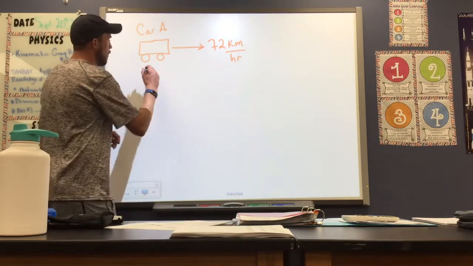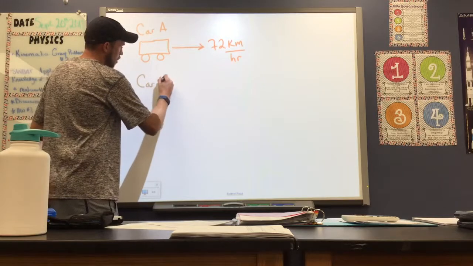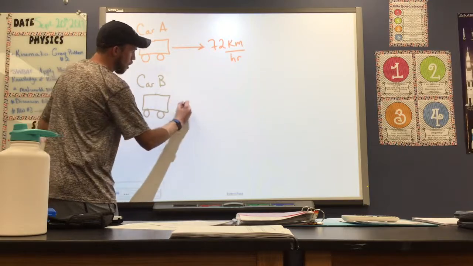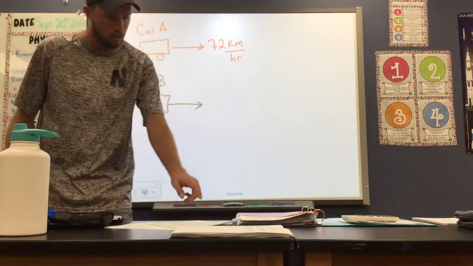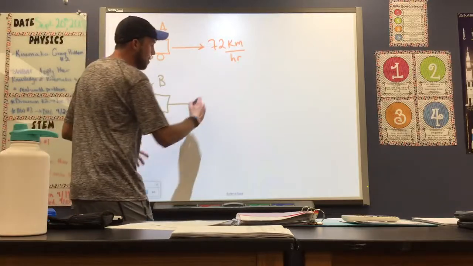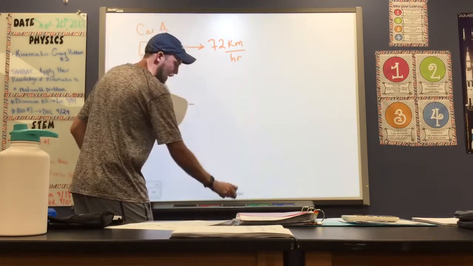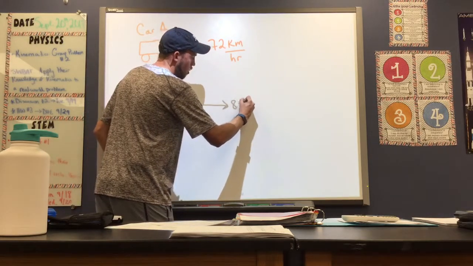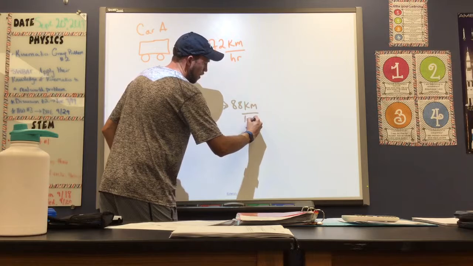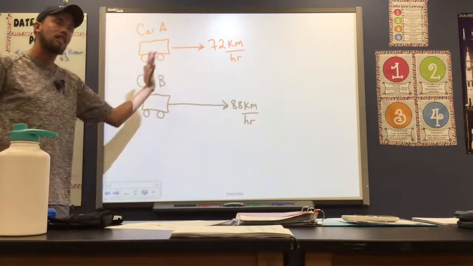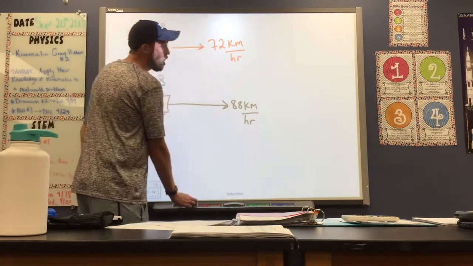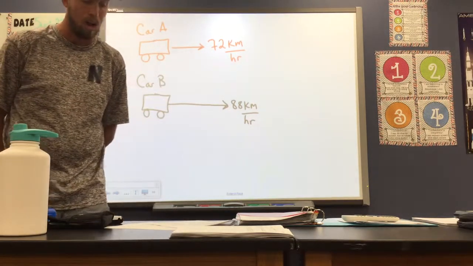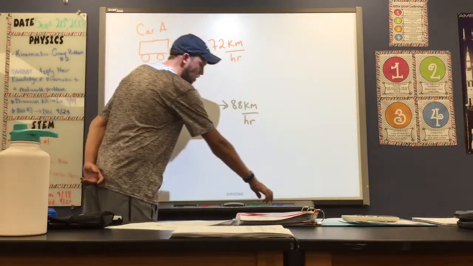And car B, I'm going to do in black. Car B is traveling at a different velocity, which is 88 kilometers per hour. So it's going a bit faster. And in fact, if I were to be accurate here, I would draw my velocity vector a little bit further, just to show that I'm traveling at a quicker rate. So car A is traveling at 72 kilometers per hour, and car B at 88 kilometers per hour. Now I'm asked, how far is car A from school 2.7 hours later?